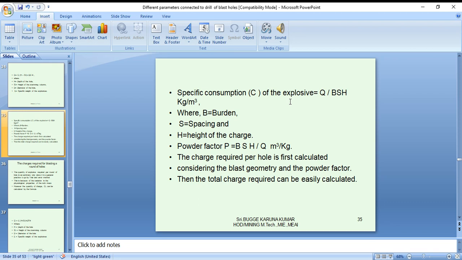So how effectively are we utilizing the explosive? Wastage of explosive, using more explosive for less yield, will be uneconomical. So the specific charge and its opposite, the powder factor, are very essential for this calculation. I hope you understand how to calculate the volume of a particular blast and the quantity of charge. So the quantity of charge divided by BSH is called the specific charge. The opposite, BSH divided by Q, is called the powder factor.